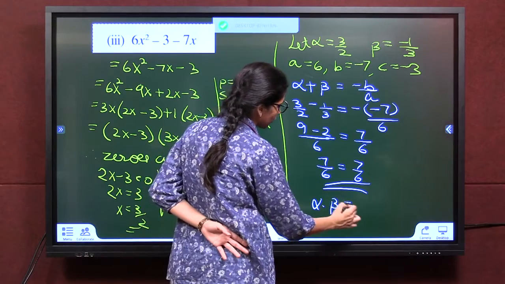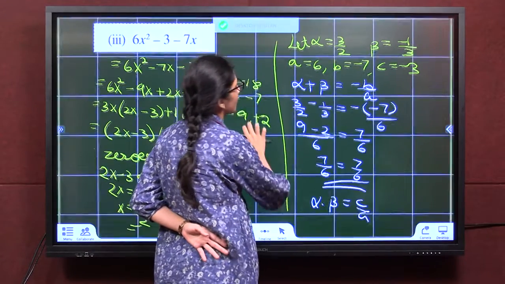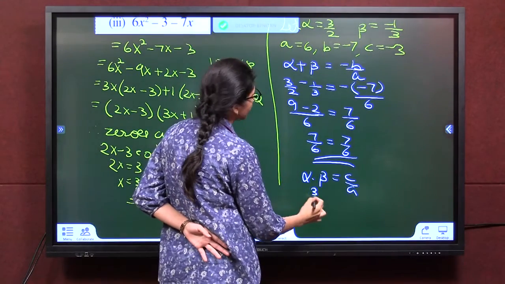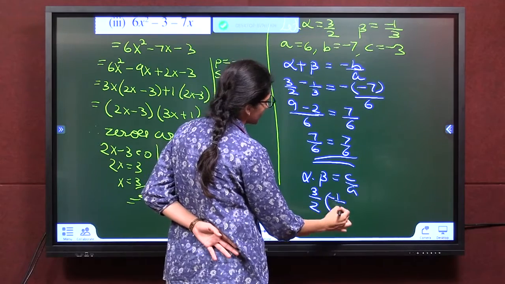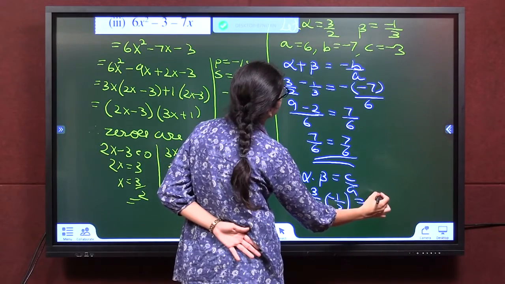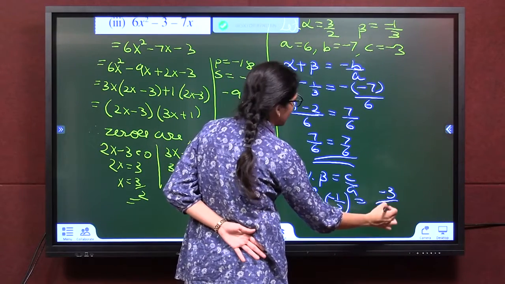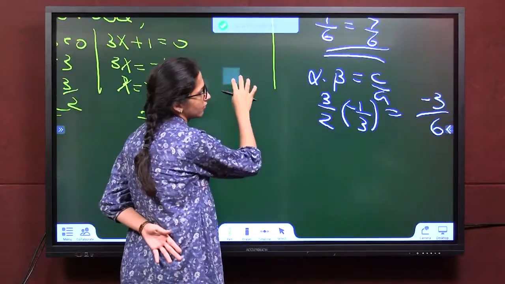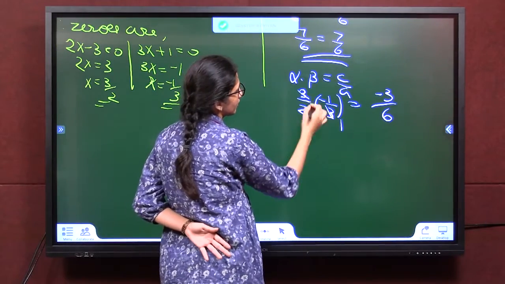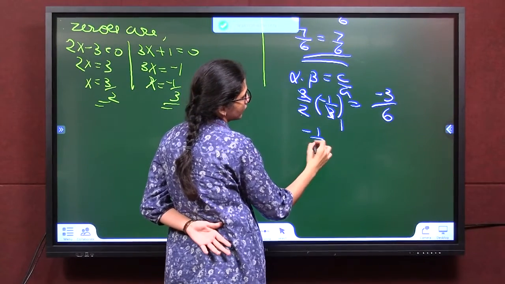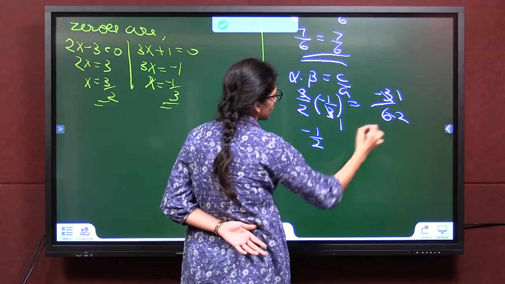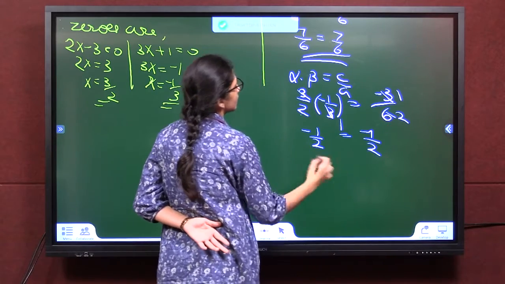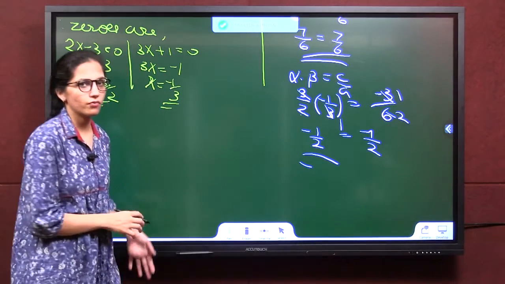Moving on to the next relationship. Alpha into beta should be C by A. Alpha is 3 by 2, beta is minus 1 by 3. C is minus 3, A is 6. 3 ones are 3, 3 twos are 6, minus 1 by 2. Second relationship also verified.